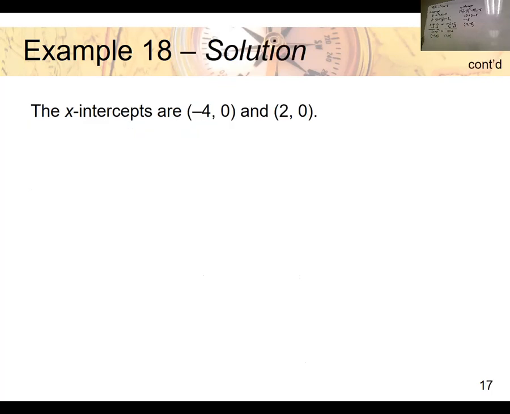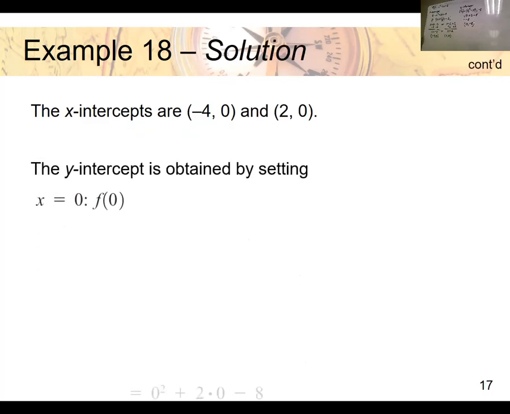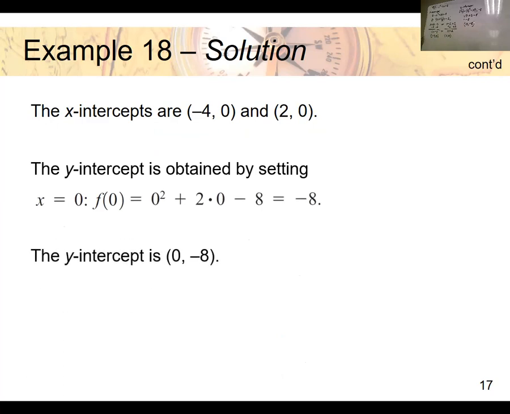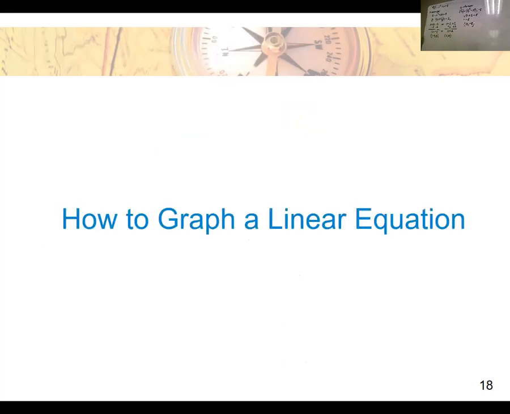So there you have it. Questions on that particular example? Okay, next we'll look at how to graph a linear equation.